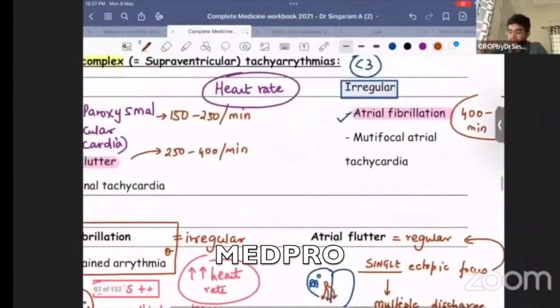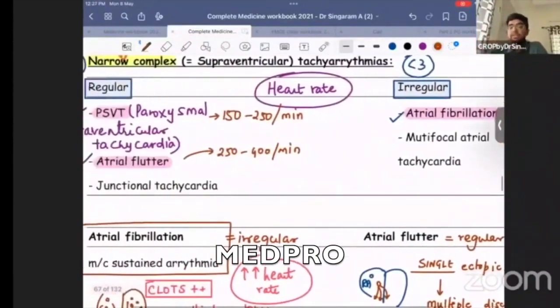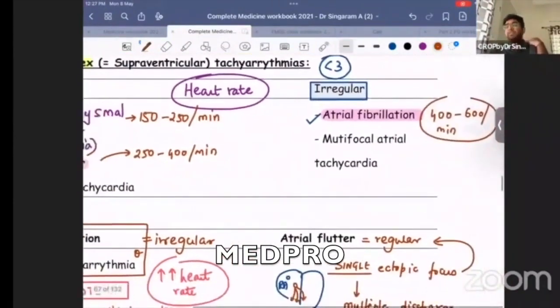So that's why, can you see what I have written? Atrial flutter. What is the heart rate I have written? 250 to 400 per minute. Whereas for atrial fibrillation, it is multiple ectopic foci. That's why I am writing 400 to 600 per minute. Are you able to understand? Everybody able to understand this?